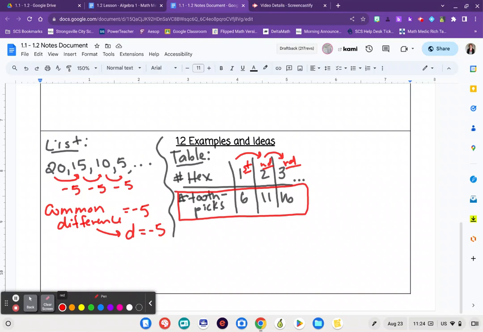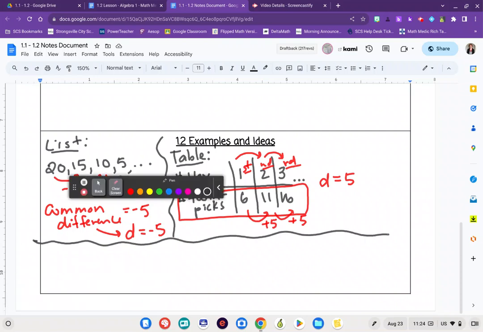And what's happening in the bottom row of my table is that I'm adding 5. That's what makes this arithmetic. In my first and second and third term, I have values that are changing by the same number. And so I would say that my common difference here is 5. Positive 5, because I'm adding 5 each time. Versus the previous example, the common difference was negative 5 because I was subtracting 5 each time.